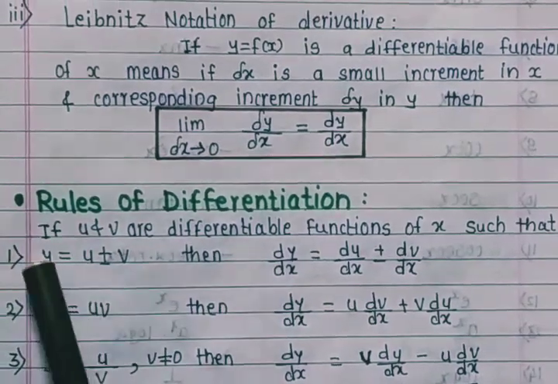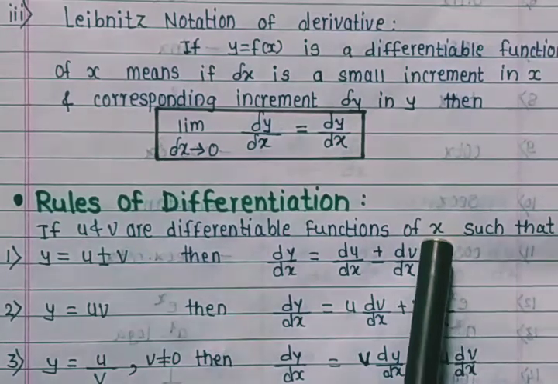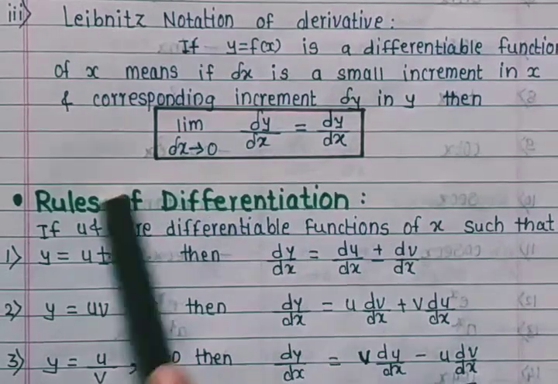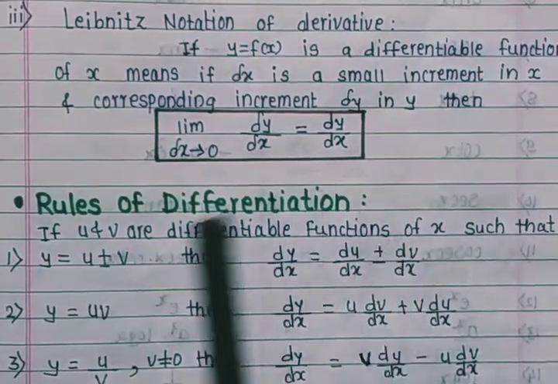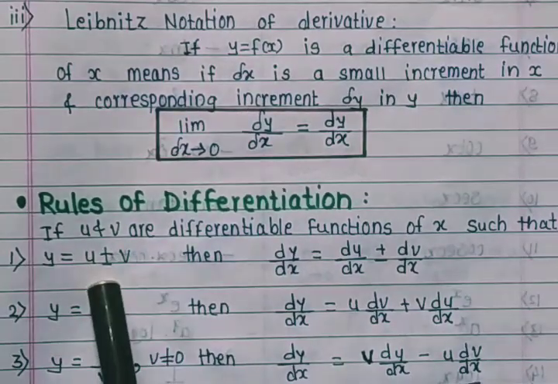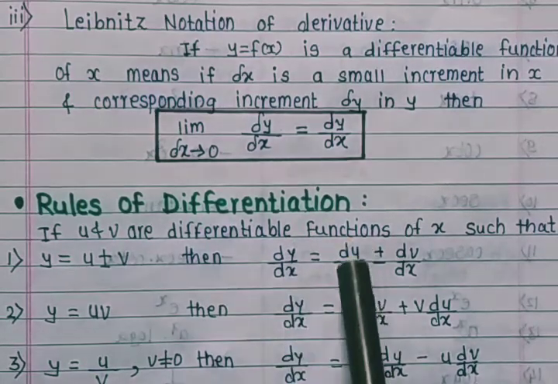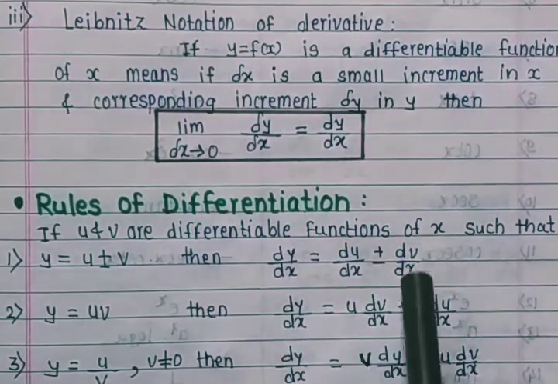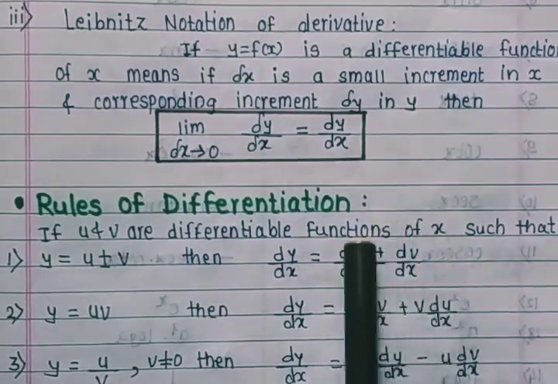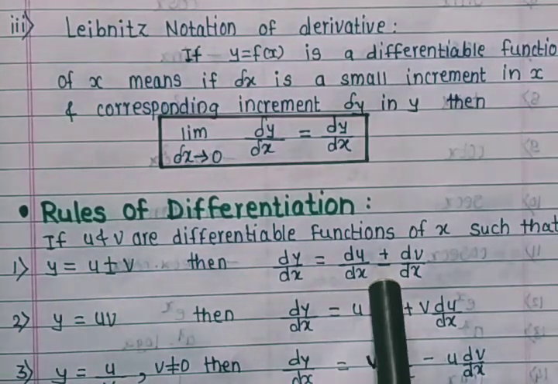The first rule for addition and subtraction: if u and v are differentiable functions of x, suppose y is expressed as addition or subtraction of two functions which are functions of x, then dy by dx equal to du by dx plus or minus dv by dx. फंक्शन जर ॲडिशनच्या फॉर्ममध्ये एक्सप्रेस केलेला असेल तर इकडे डेरिव्हेटिव्हची ॲडिशन होईल. सिमिलरली सबट्रॅक्शन असेल तर सबट्रॅक्शन ऑफ डेरिव्हेटिव्स.